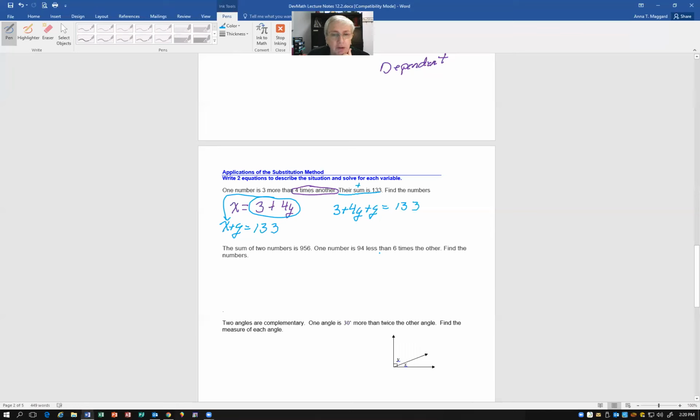Let's stop the video and solve it. 3 plus 5y is 133. Subtract 3. Running out of room. 5y is 130, and if I divide both sides by 5, I get 26 for y. Then I would go back and find out what x is, because they're going to add up to 133, right? So I would do 133 minus 26 is 107.